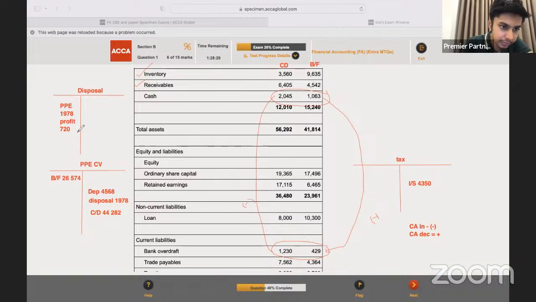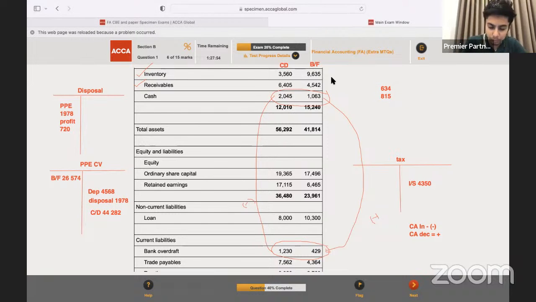Right now, guys, can you subtract and get the two answers fast? So 1063 minus 429. So the answer is how much, guys? 634. Then, guys, on the other hand, 2045 subtract 1230. How much will be the answer, guys? 2045 minus 1230. Answer is 815. So opening cash minus opening bank overdraft, equivalent is 634. Closing cash minus closing overdraft, equivalent is 815.